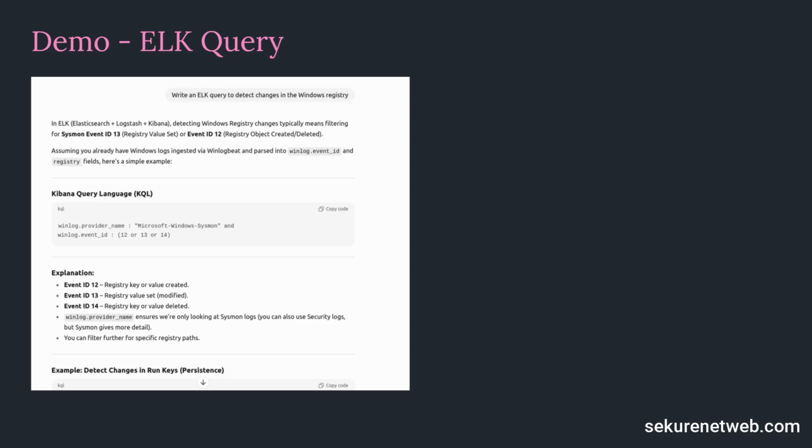So it says that in ELK, detecting Windows registry changes typically means filtering for Sysmon event ID 13 or event ID 12, and assuming you already have Windows logs ingested via Winlogbeat and parsed into winlog event ID and registry fields, here are simple examples. So one of the helpful things is that ChatGPT's ability to generate these queries means that even junior analysts can start creating effective search queries, thus reducing the time to detect and respond to incidents.